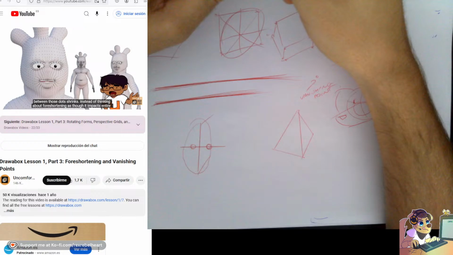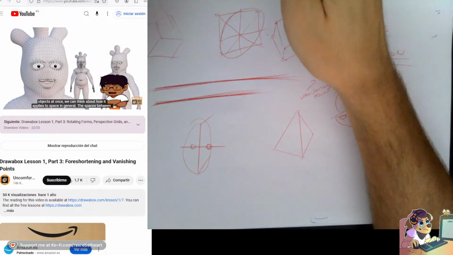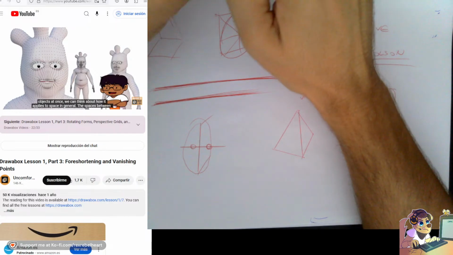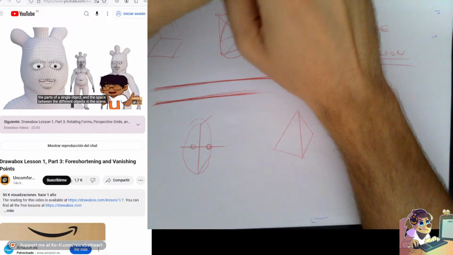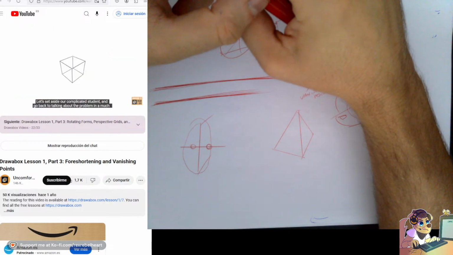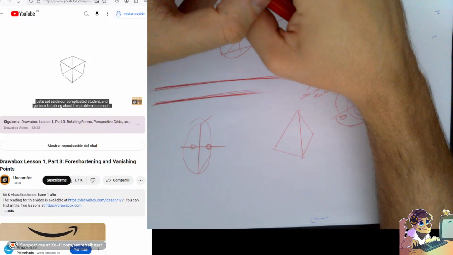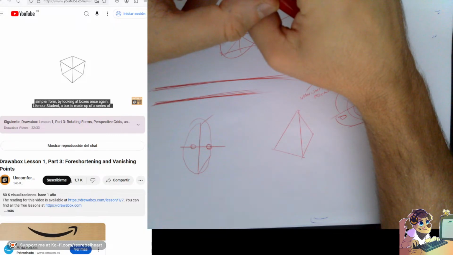Instead of thinking about foreshortening as though it impacts entire objects at once, we can think about how it applies to space in general. The spaces between the parts of a single object, and the space between different objects in the scene. Let's set aside our complicated student and go back to talking about the problem in a much simpler form by looking at boxes once again.